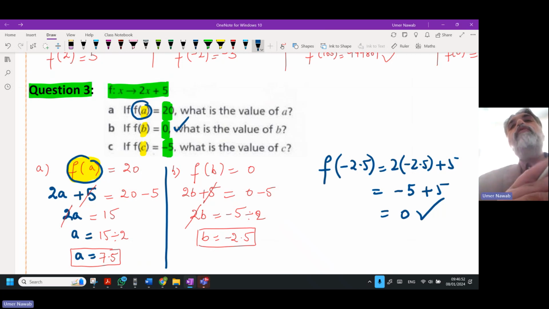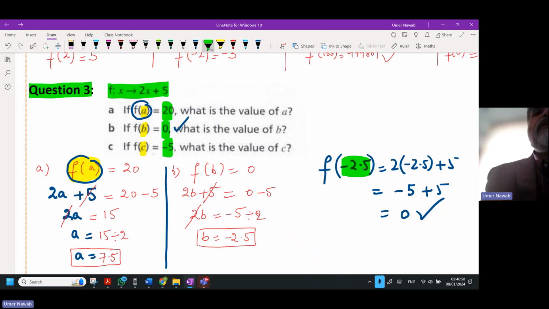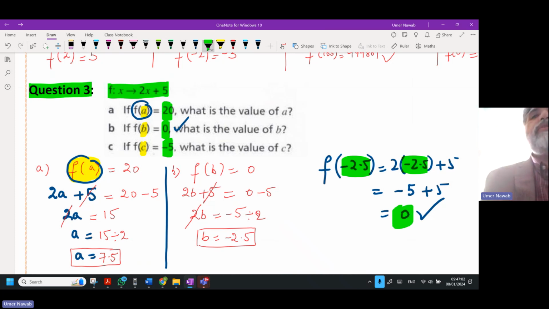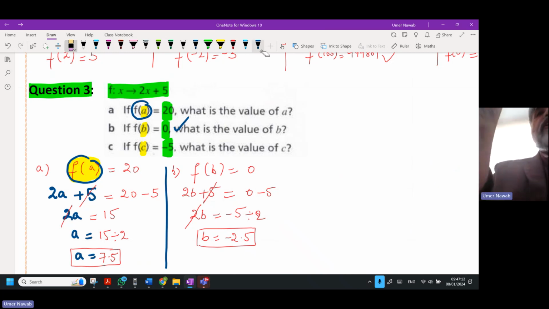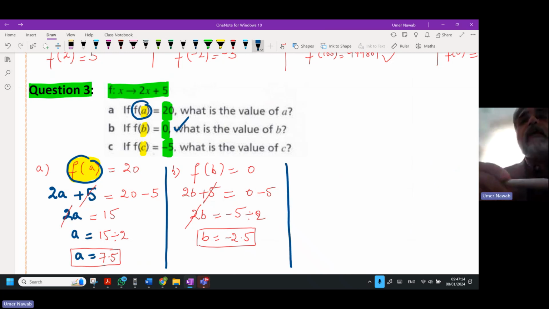So guys, I move in the reverse process. I substituted the answer, which was the input, minus 2.5, into the original function, and I got my output 0, which is matching with the output given. So the value of b has to be minus 2.5. So I'm right. So be careful. In this case, the output is given to you and you're looking for the input.